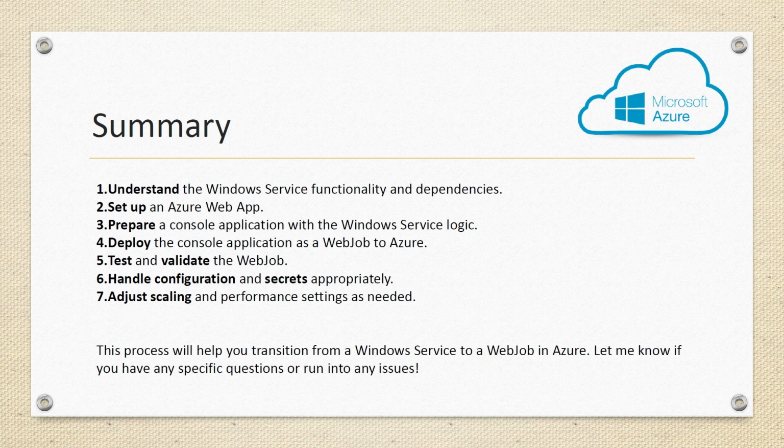Once your application is deployed, you need to test and validate whether it's working as expected or not. If we have deployed it as a web job, handle the configuration and secrets, if any configuration and secret has been mentioned in your Windows service. Those configurations and secrets you can handle over the Azure portal by using the environment variables and Azure Key Vault. Adjust the scaling and performance settings. Multiple performance settings and scaling options are available. You need to configure them for scaling purposes and for the performance settings. So this process will help you to transition from a Windows service to a web job in Azure.